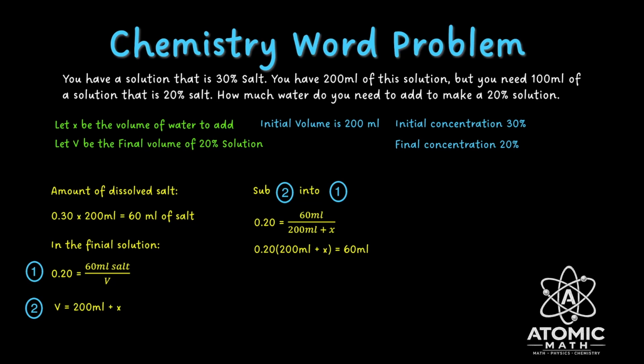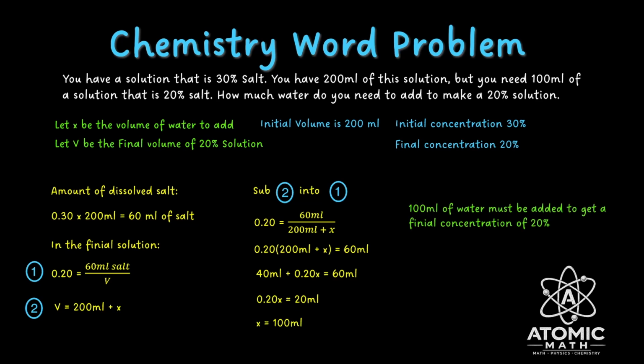So if we multiply that 0.20 through, we're going to get 40 mils plus 0.2x equals 60 mils. If we take our 40 mils to the other side, we're going to have 0.2x equals 20 mils, which means x is 100 mils. So 100 mils of water must be added to get the final concentration of 20%. And obviously, if I add 100 mils, my final volume is going to be 300 mils.